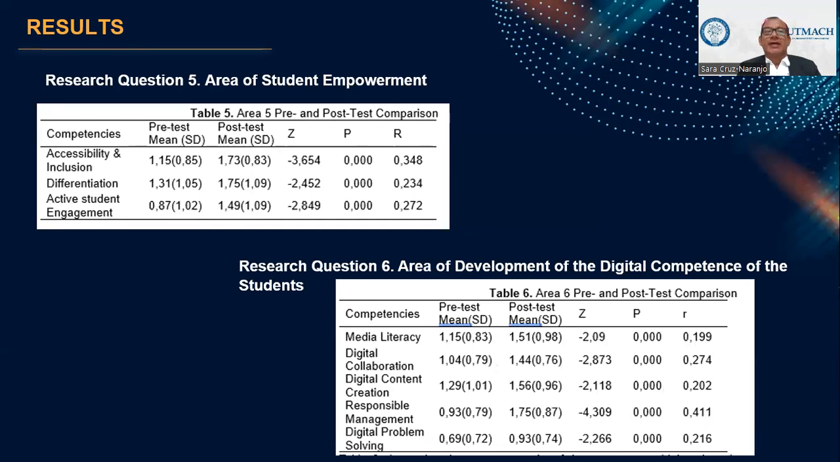Regarding question 5, in terms of the area of students' empowerment, improvements were registered in most levels of competency of trainee teachers. Once the educational experience was completed, at the A1 level, the number of trainee teachers who were at this level decreased from 30, which is 55%, to 12, which means 22%.